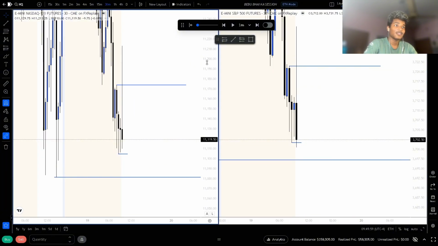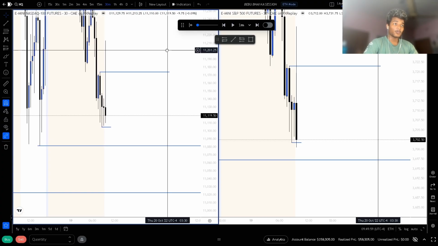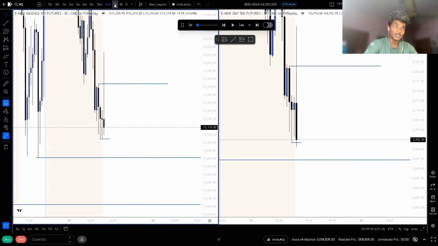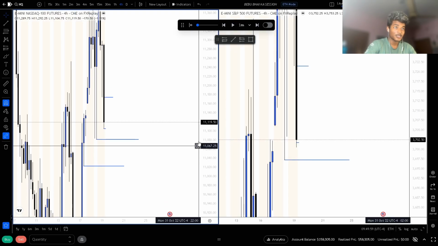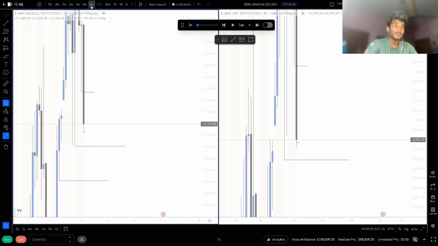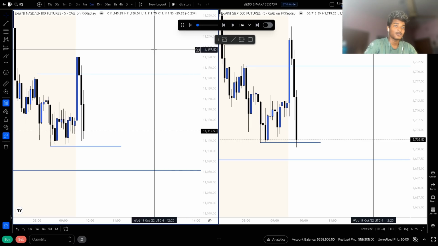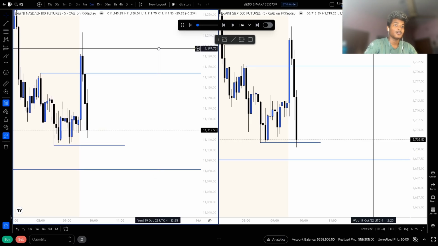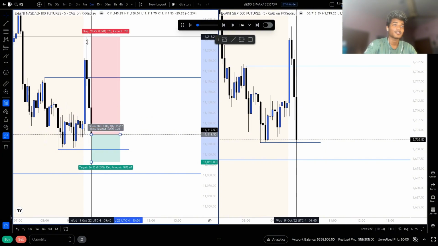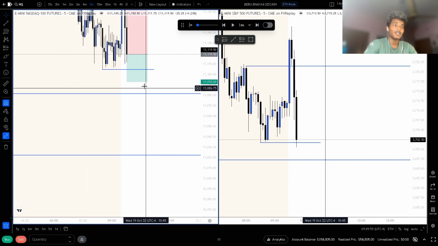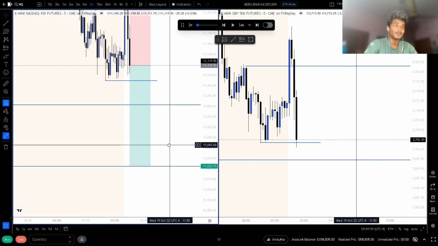Is there any way the market will manipulate my stop loss? 30 minute bearish, 1 hour bearish, 4 hour also bearish, and is there any way the market will manipulate my stop loss? No, bro, absolutely no. There's no reason the market will manipulate my stop loss. I will place my stop at around here, okay, and TP at the 4 hour unmitigated gap.